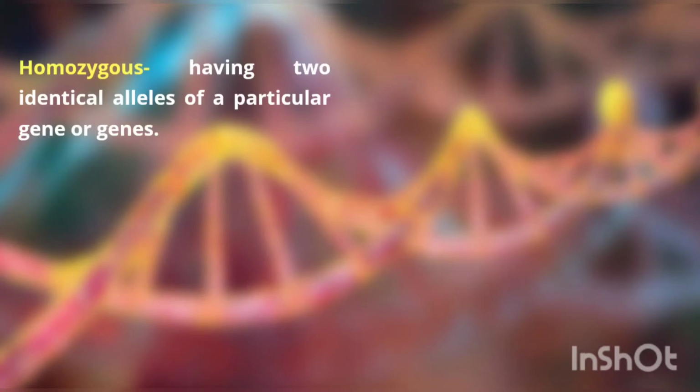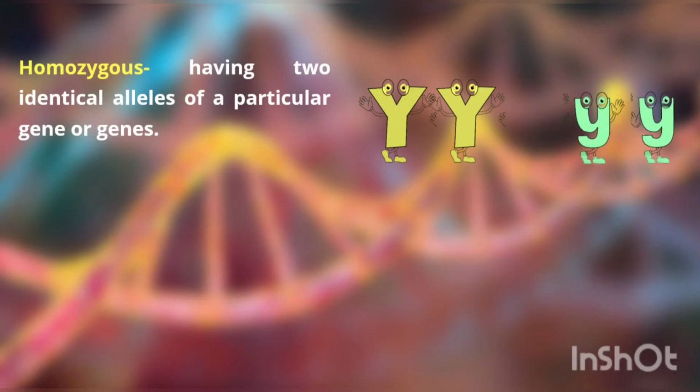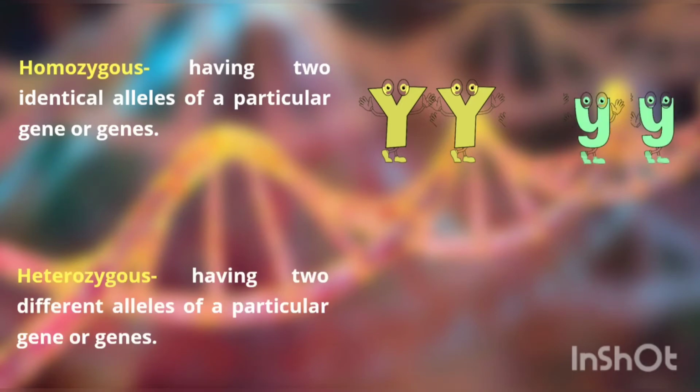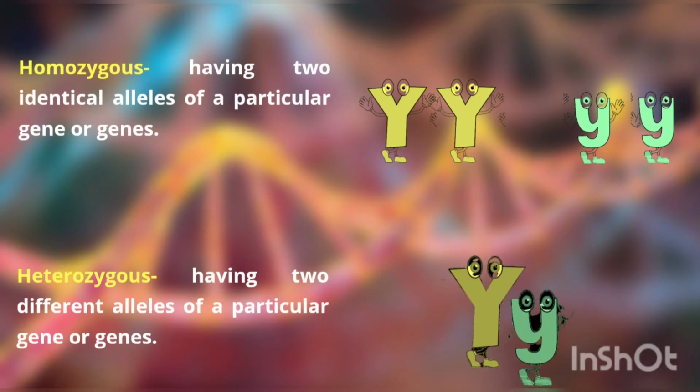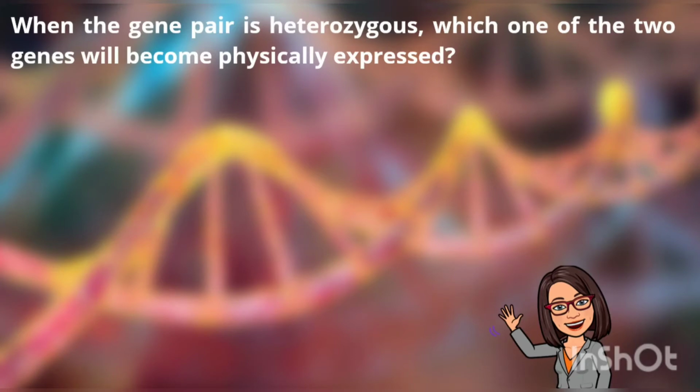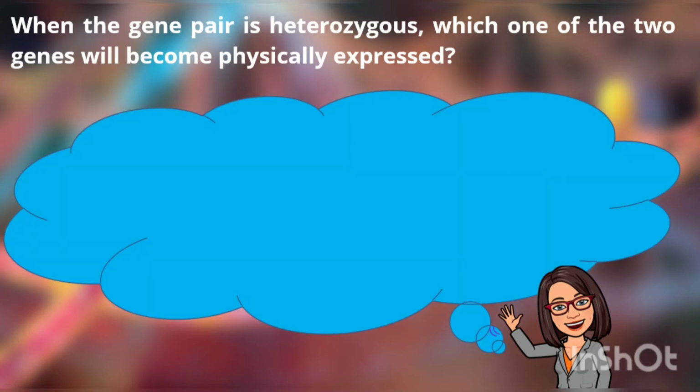Homozygous means having two identical alleles of a particular gene or genes, let's say homozygous dominant or homozygous recessive. Heterozygous means having two different alleles of a particular gene or genes, one dominant allele and one recessive allele. When the gene pair is heterozygous, which one of the two genes will become physically expressed?